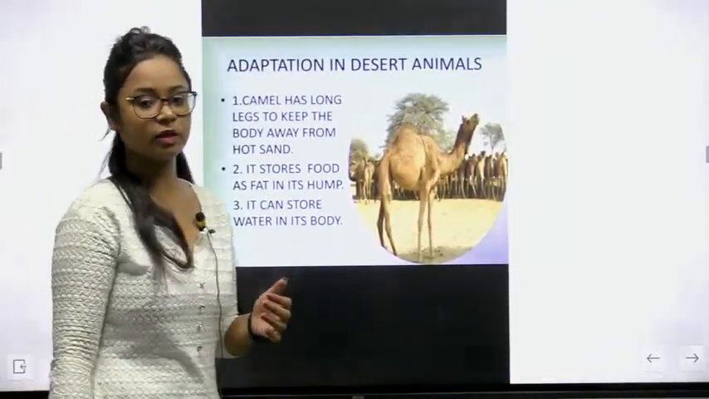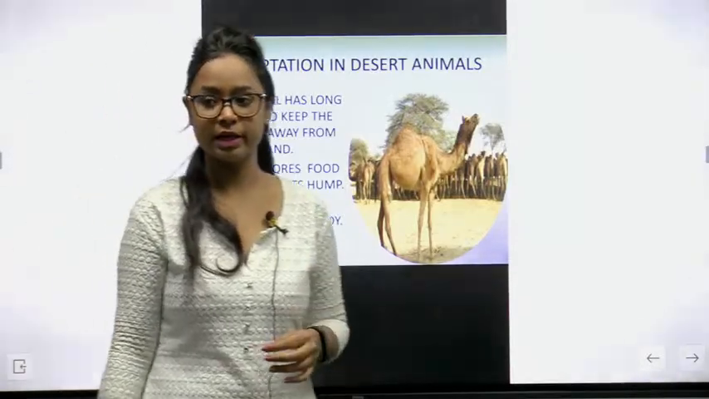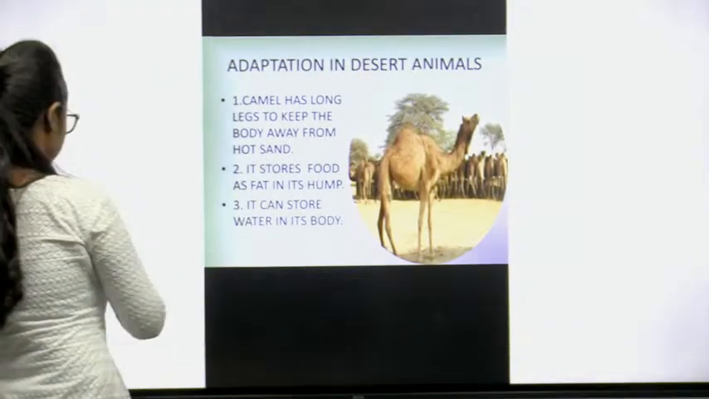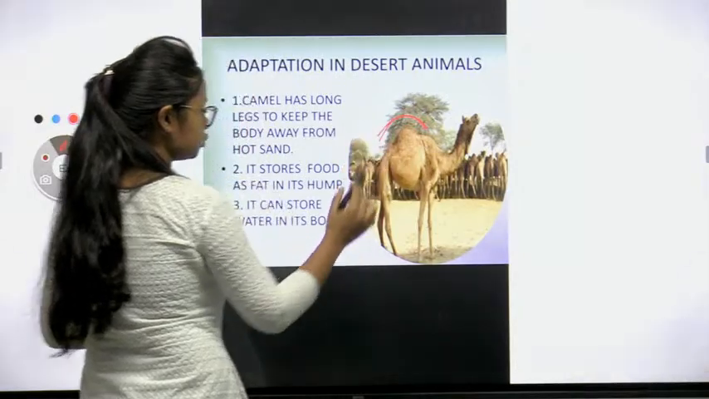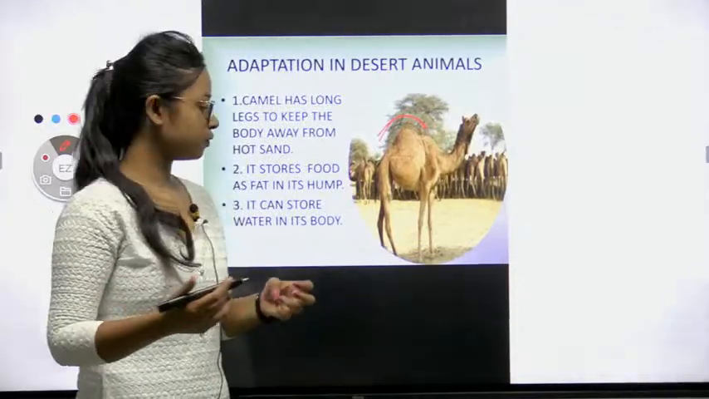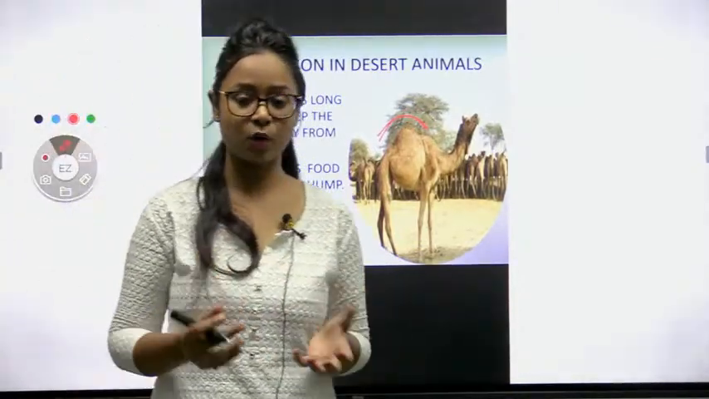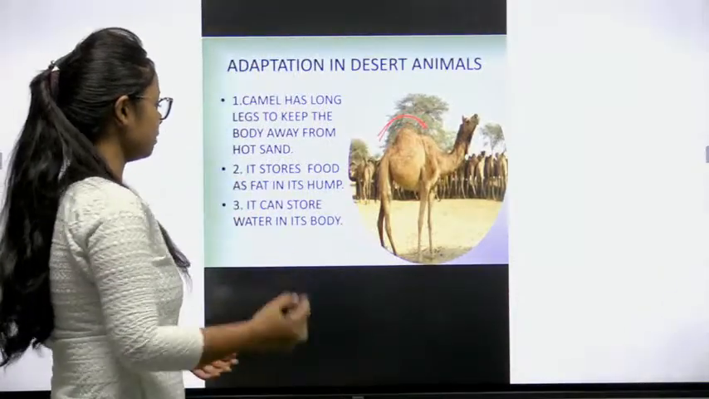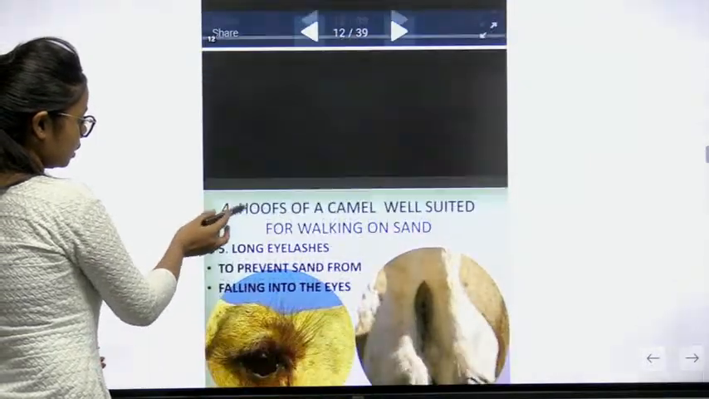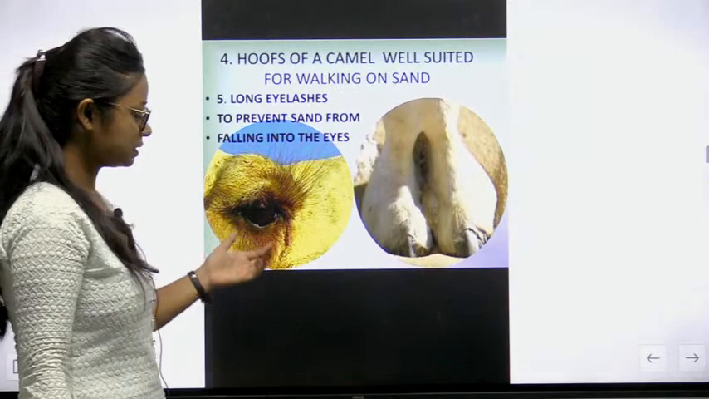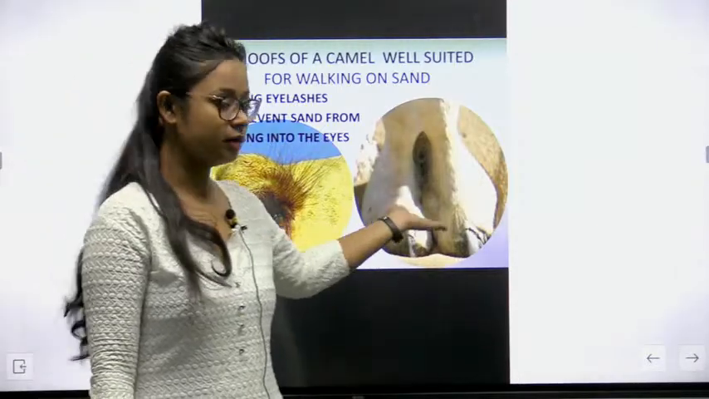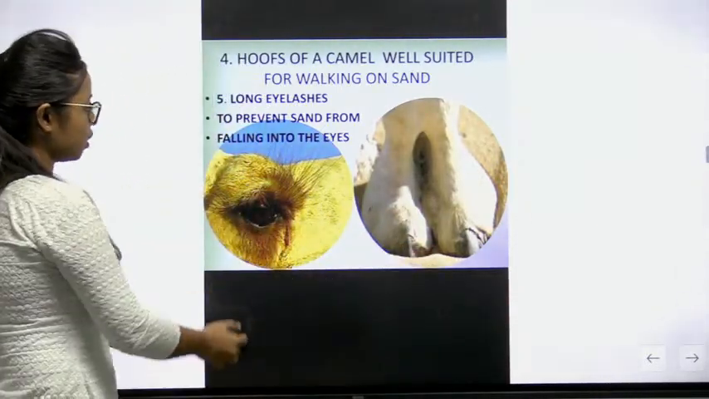What are the adaptations I have told you? First one is camels have long legs to keep the body away from the hot sand. Second is they store food in their hump. This is their hump. They store food because they don't get food for a very long time. They don't get enough water for a long time. So what they do, they take a large amount of water and food in themselves and store them in their body. Clear? Third, they have long eyelashes and also a hard sole on their legs. They have long eyelashes so that they protect their eyes from the sand. And secondly, they have a hard sole so that they can easily walk on the hot sand.